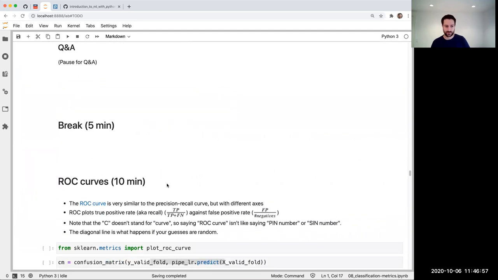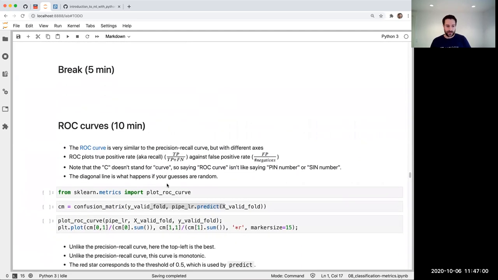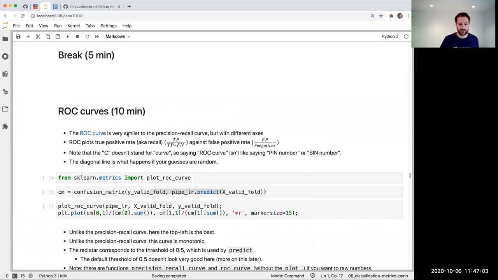Okay, let's keep going. Next thing we're going to talk about is an ROC curve. ROC stands for receiver operating characteristic, which is some old communication theory thing, but we just call them ROC curves. That's very similar to a precision recall curve, but just with different axes. ROC also plots recall on one, but it plots the false positive rate on the other. The true positive rate is the number of true positives over the total number of positives, and the false positive rate is the false positives over the total number of negatives.